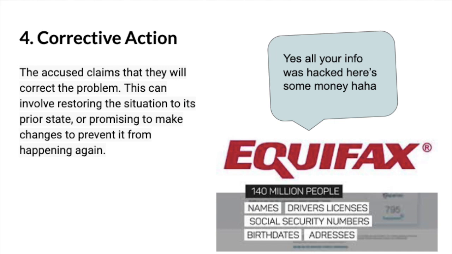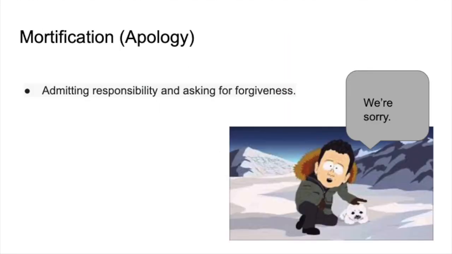And offering compensation is sort of another type of corrective action, I would argue. So corrective action being something that involves restoring the situation to its prior state. And then apology. We all know apology. And so those are the basic image repair tactics that are used. And then we went through and did some examples of how that was done by different celebrities.